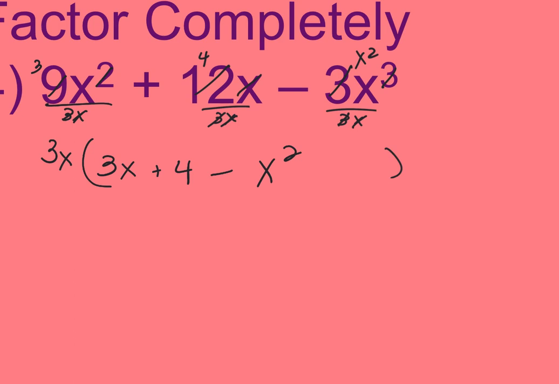Now, is that the order we're used to? No. So what are options that I could do? I can put the x to the front. It's going to be negative, so I would get negative x squared plus 3x plus 4. I can rearrange them.